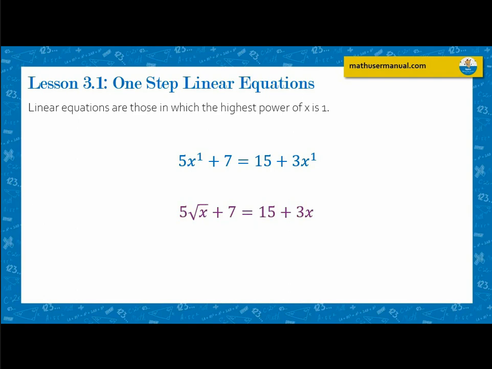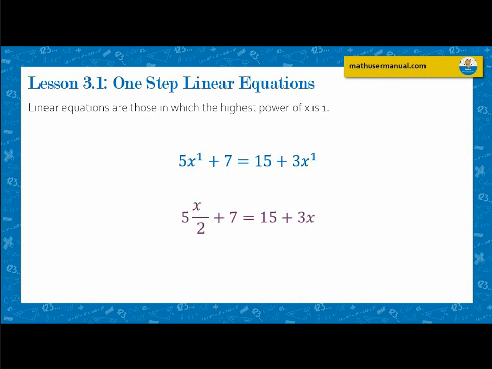Let's look at this other one. The x is in a square root, which, if we recall from the basic algebra course, is the exponent of 1/2, which is not 1, is not a power of 1. It doesn't matter if we have other thousands of x's to the power of 1, as long as one of them is not to the power of 1, it is not a linear equation.